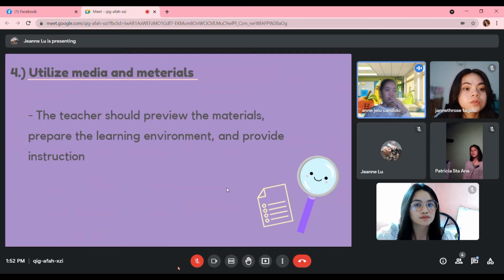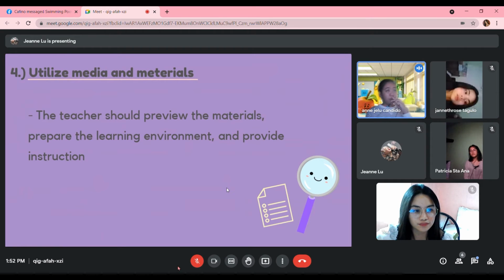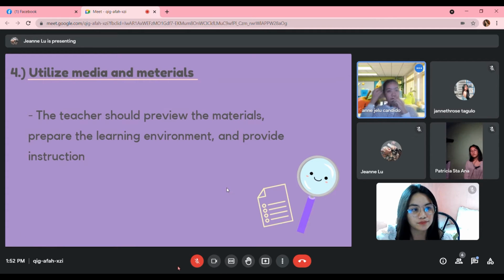You should double check, you should assess yourself first whether or not these materials that you're about to present to your students are informational, interesting, easy to understand. So those are the things that you need to think about before providing these materials to your students.